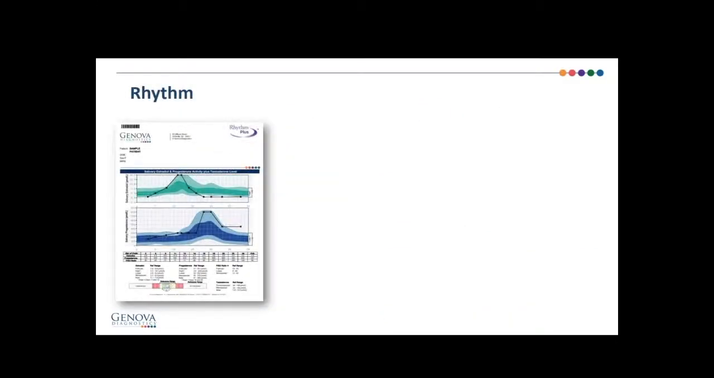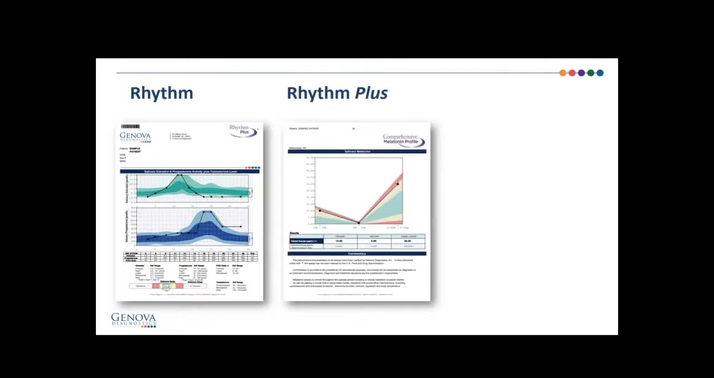So this is what the rhythm test looks like. The top is in green, the estradiol. You see that peak at about day 12, which would be a follicular spike. And then you see also the blue, which is the progesterone. About a week later, you see the progesterone has its luteal phase spike. So that's a cycle, although you may notice that the estradiol is a little low in the luteal phase.